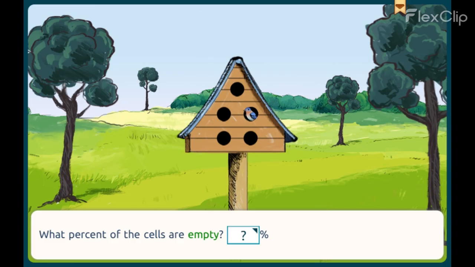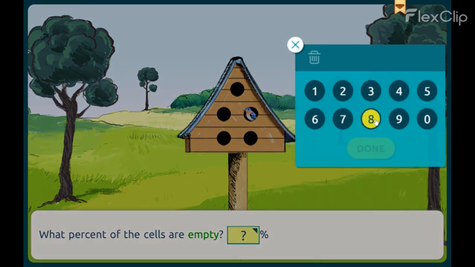Right now we are counting by 20, 5 times. Let's see if we reach 100 or not. 20, 40, 60, 80, 100. Yes. And what percent of the cells are empty? 1, 2, 3, 4. 4 cells are empty, and every cell is 20%. 20, 40, 60, 80. Right. 80% of the cells are empty.